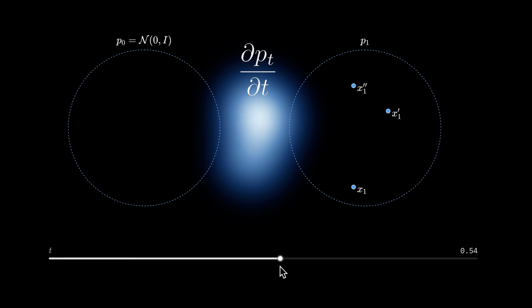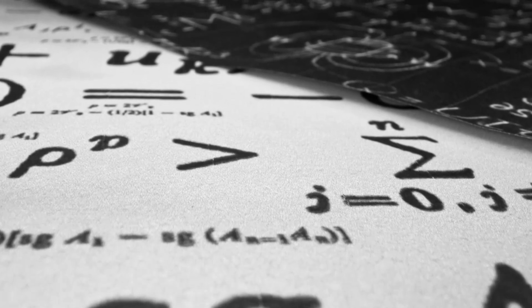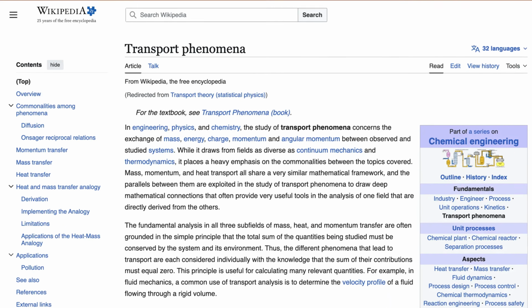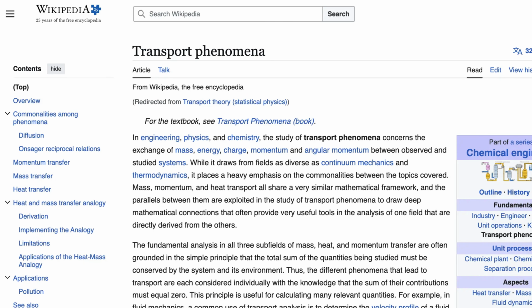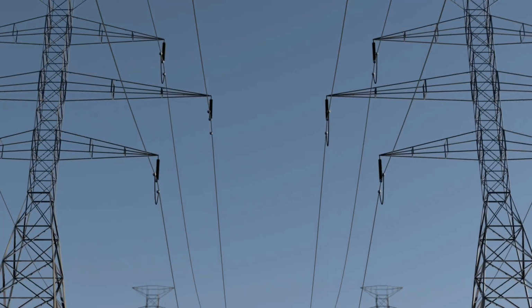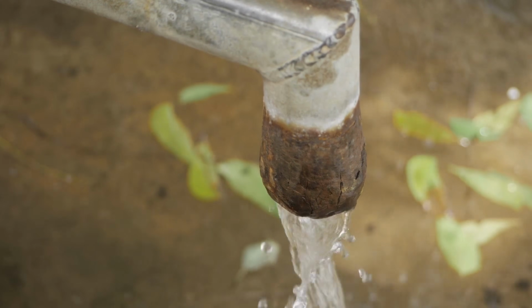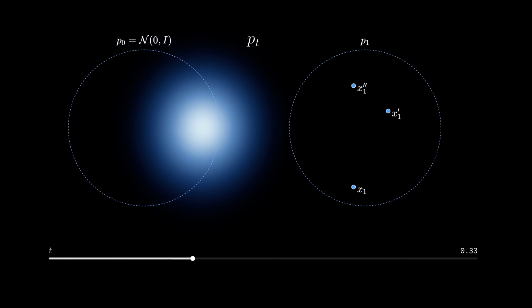But what does it even mean to take the derivative of a probability density? That's a hard thing to wrap your head around. Fortunately, physics has been dealing with this problem for centuries. It's the fundamental phenomenon of transport. This involves the movement of a conserved quantity, such as electric charge flowing through a wire or water flowing through a pipe. Probability mass behaves similarly.